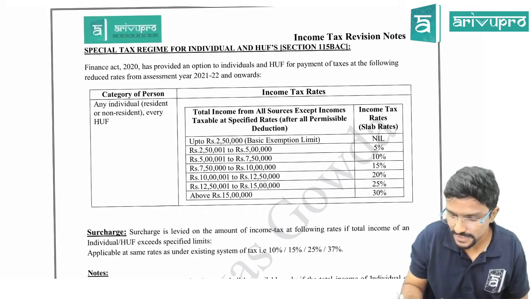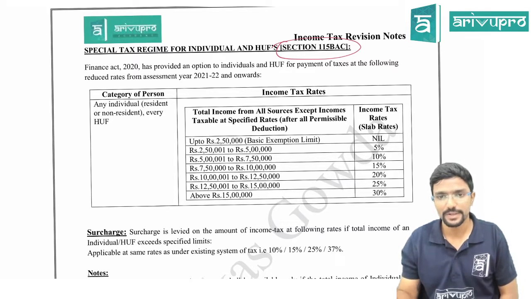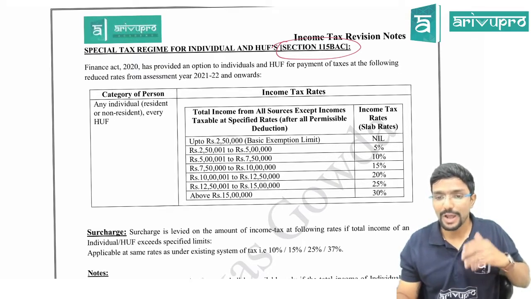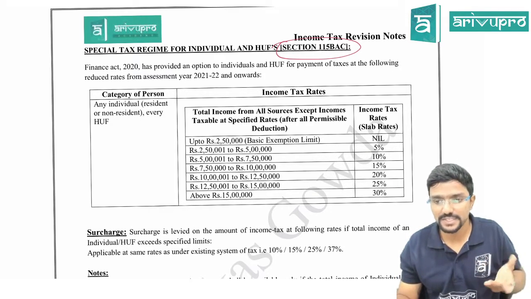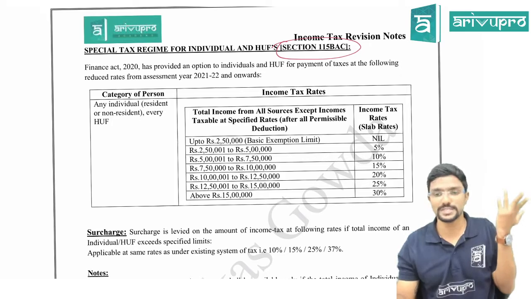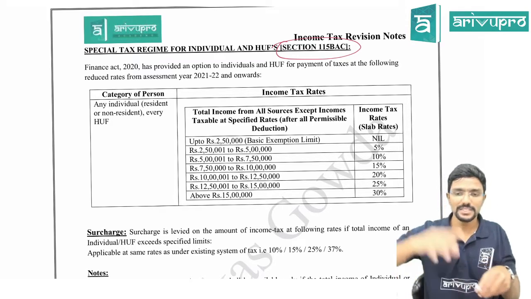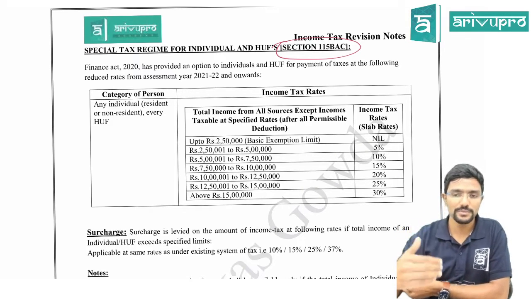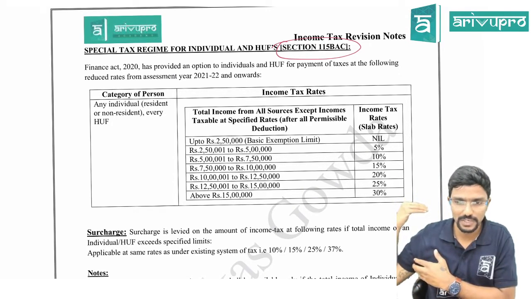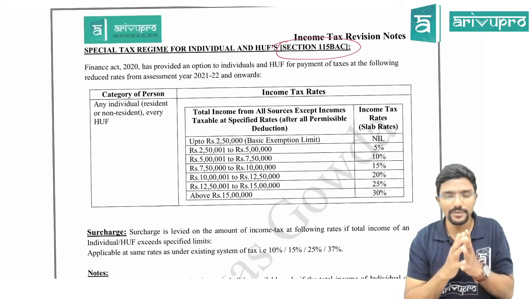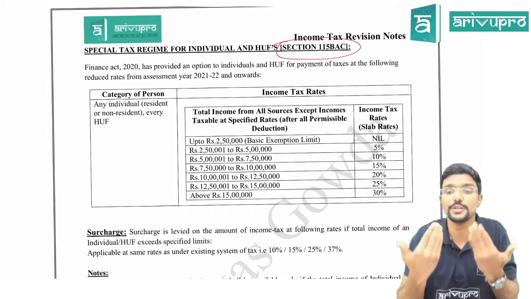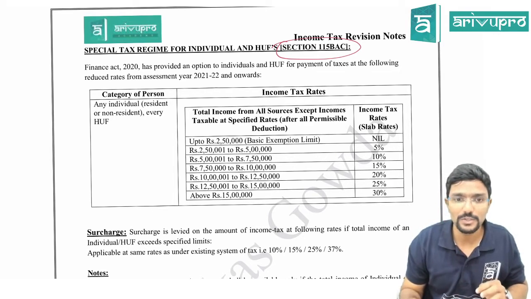Clear? Next, we have a special new scheme for HUF and individual, only for HUF and individual, which is given under section 115BAC. Under this scheme, the tax rates are lower, whereas you have to forego certain exemptions and deductions which you are eligible to claim under the old scheme. There is a list of exemptions and deductions which you have to forego. All those things we will see when we go to a particular head of income. But here we have to understand what tax rates are applicable if I am opting for the new scheme.